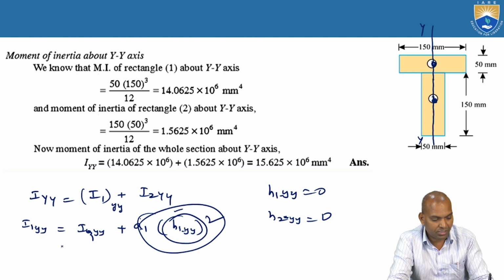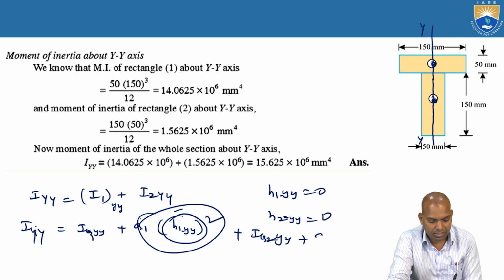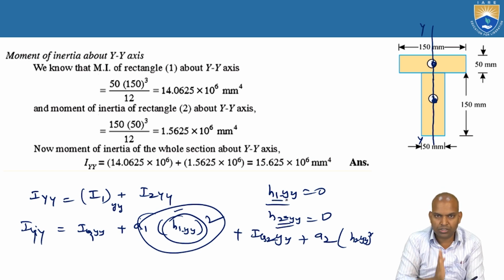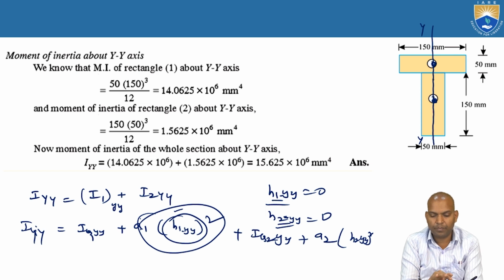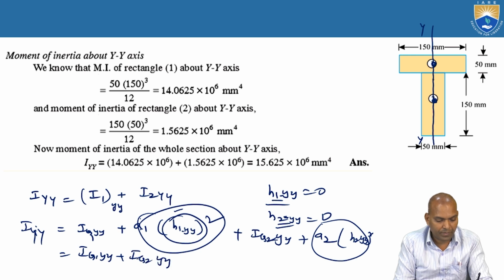Similarly, what happens here? If you substitute, IYY equal to this portion. Next, IG2YY parallel to YY axis, the vertical axis. Next, A2 times H2YY. This H2 is the distance between the axis passing through YY and the center of gravity parallel to the Y axis of individual sections 1 and 2, which are 0. That means these two are zeros. Then the sum of IG1YY plus IG2YY.